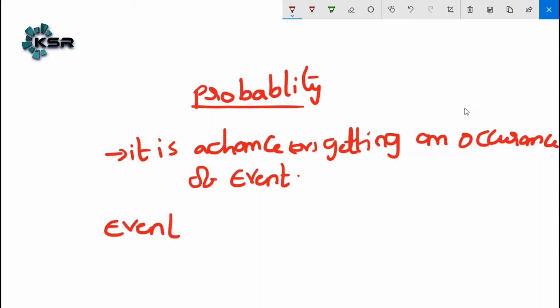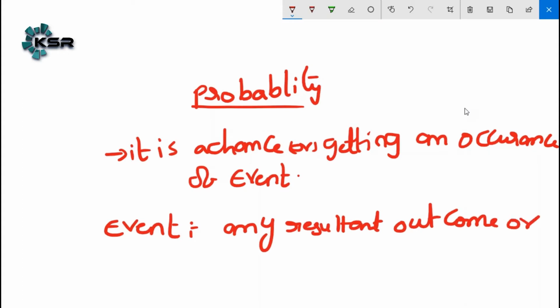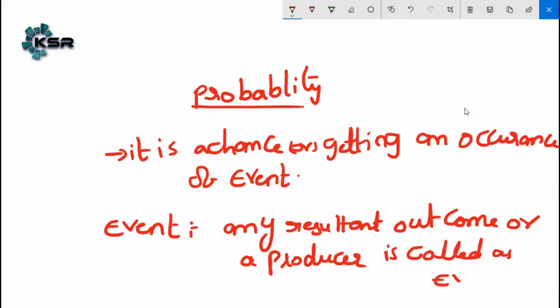Event is nothing but any resultant outcome or a procedure. Any resultant outcome or a procedure is called an event. Events have been classified into two different types.